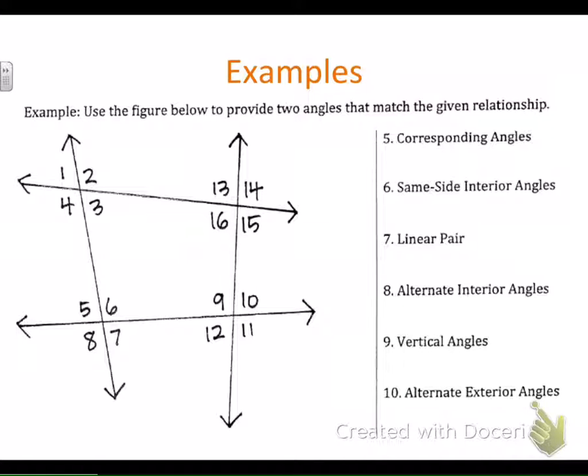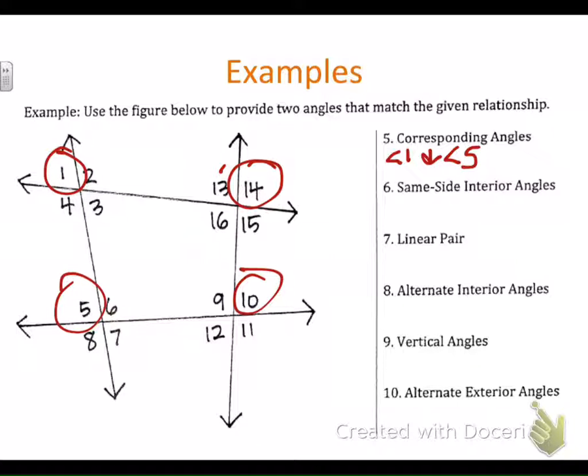Alright, so use the figure below to provide two angles that match the given relationship. Corresponding angles, so they're in the same position. So we could use angle 1 and angle 5. That would be one set. We could also do angle 14 and angle 10. Alright, let's erase that.